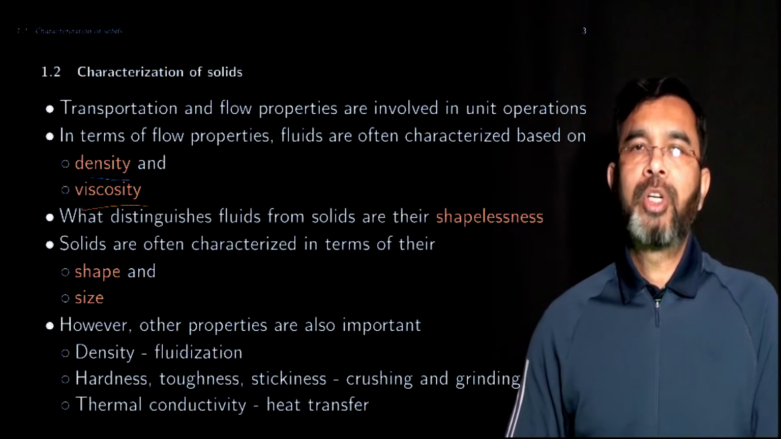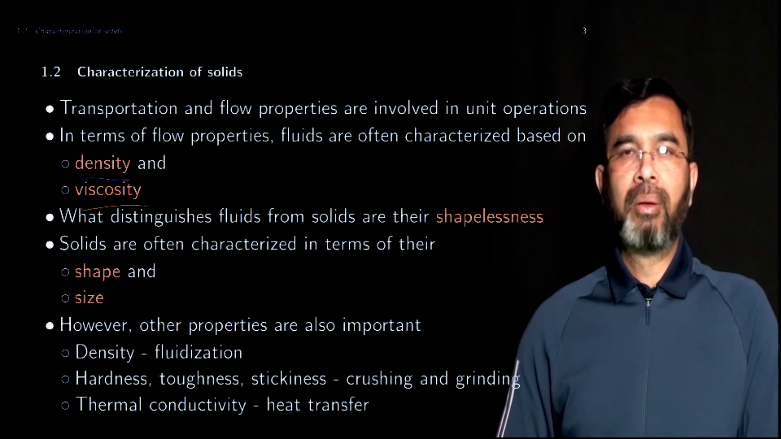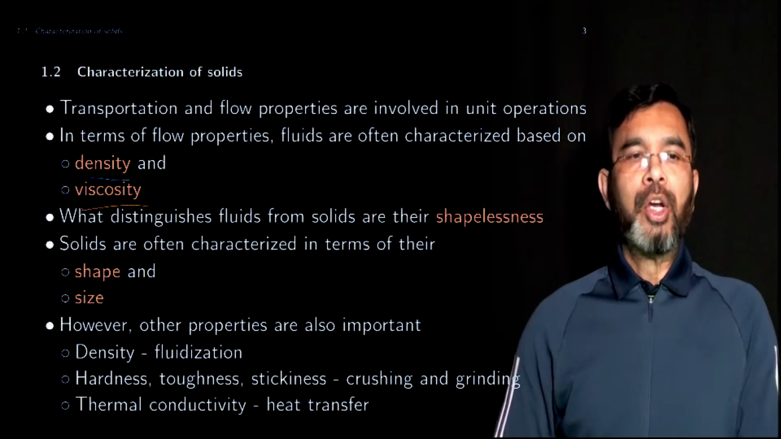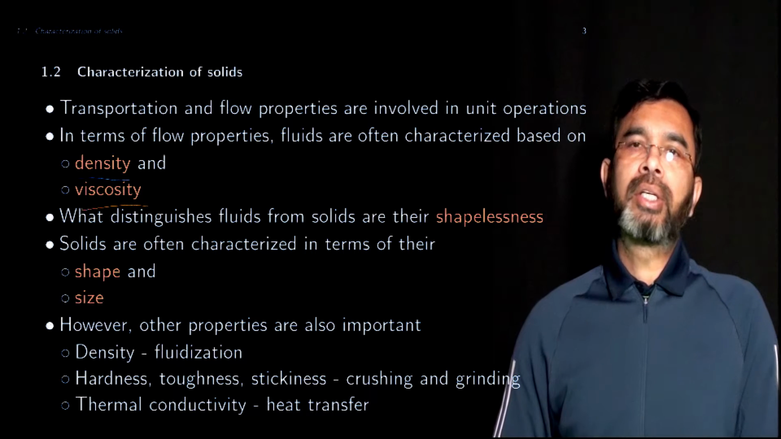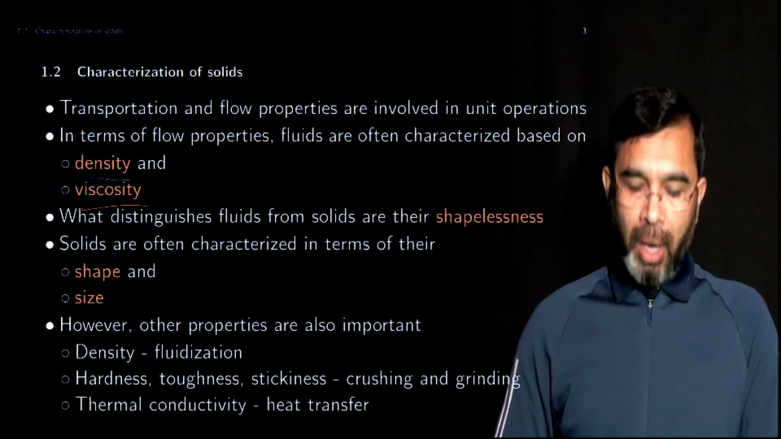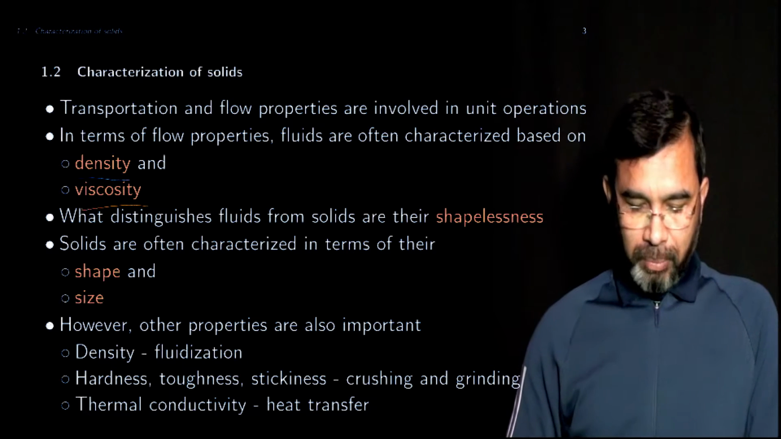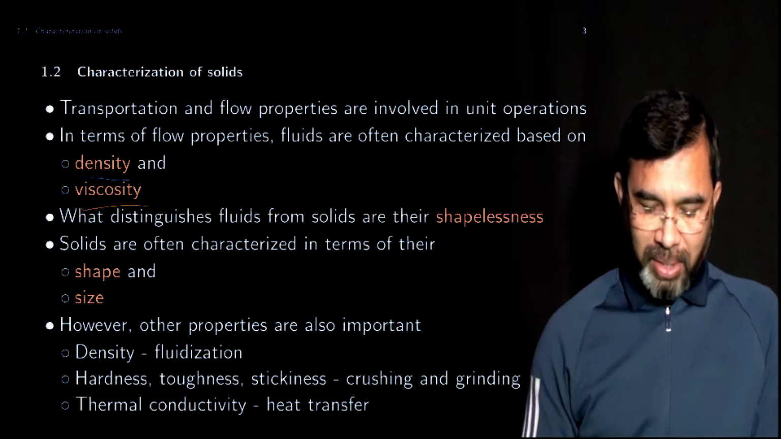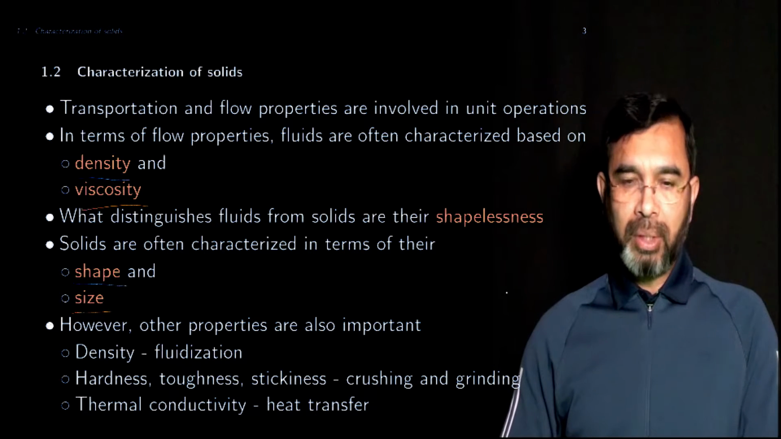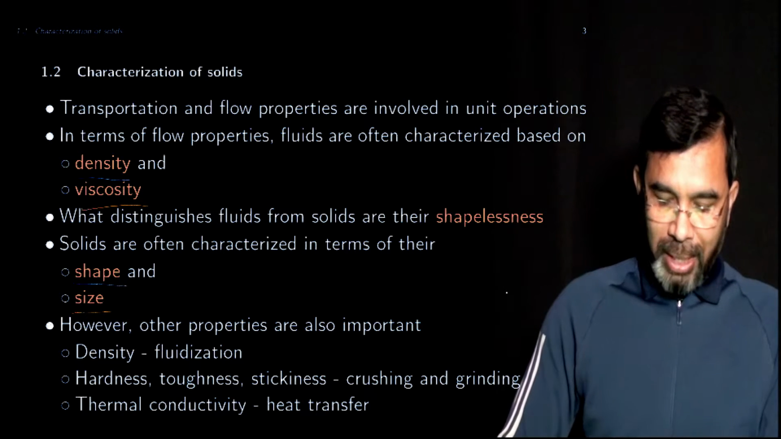Now, fluid does not have shape, so that shapelessness really differentiates between fluid and solid. Now, due to the shape of solid particles, the transportation of solid is different from that of fluid. Now, in this regard, what properties are important for the transportation of solid? The two properties that define the transportation characteristic are the shape and size. Depending on the shape and size of the particles, the transportation will depend.